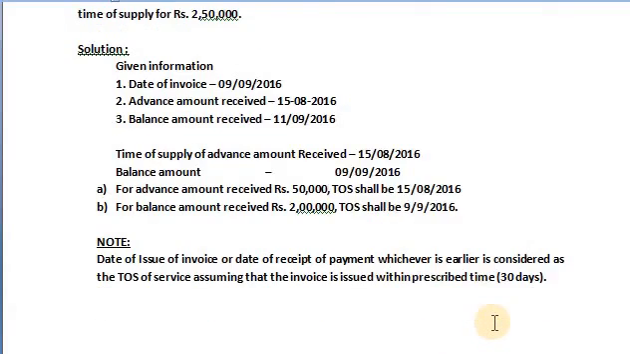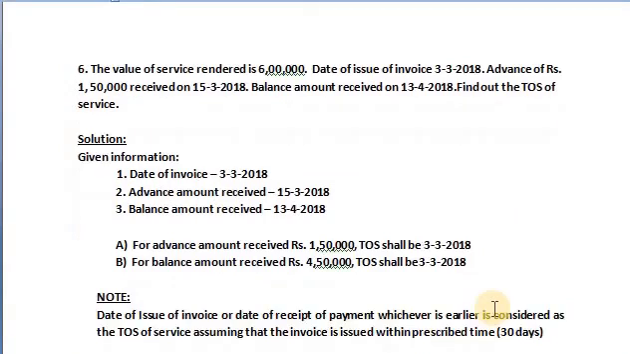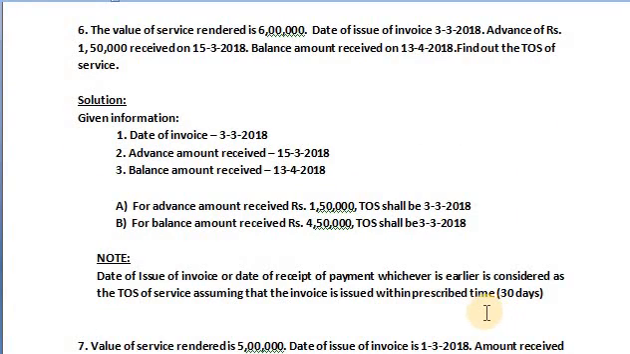Clear? Next, the sixth question is also the same. So I want you all to calculate this particular problem. It is very simple, similar to that. Value of service rendered is 6 lakhs. Date of issue of invoice 3/3/18. Advance rupees 1,50,000 received on 15/3/18. Balance amount received on 13/4/18. Find out the time of supply of service.